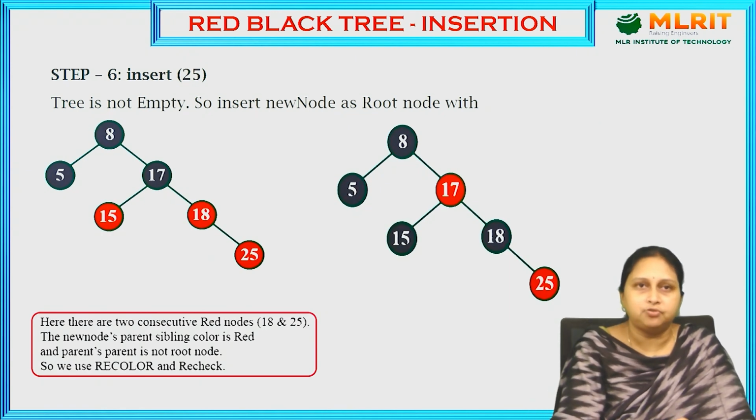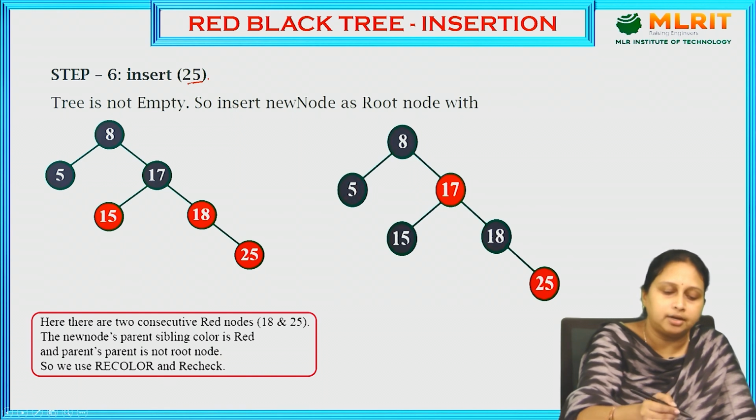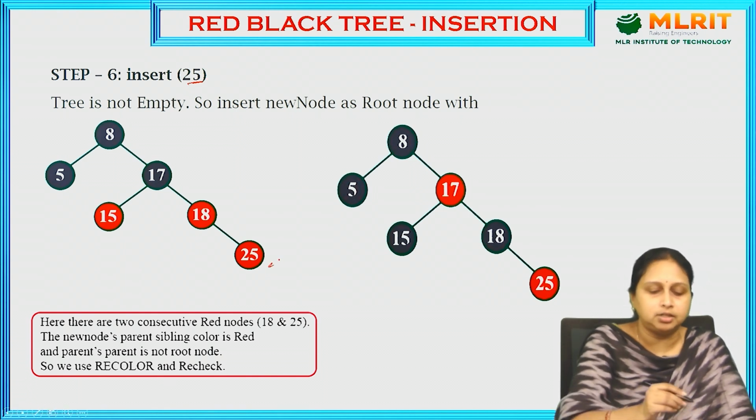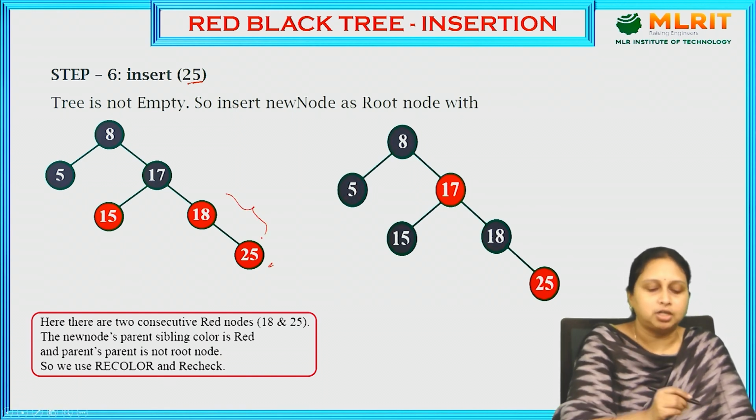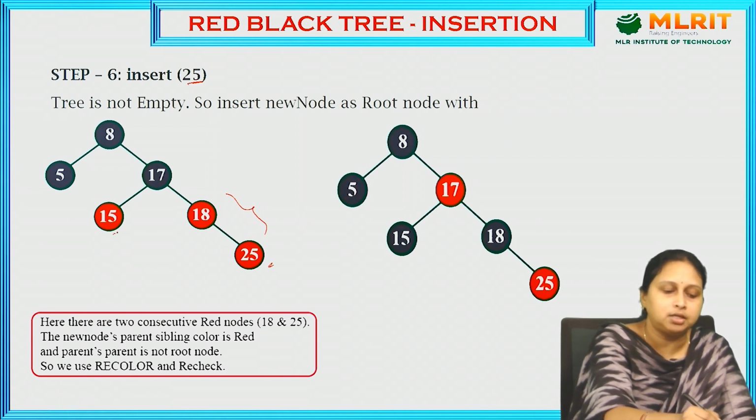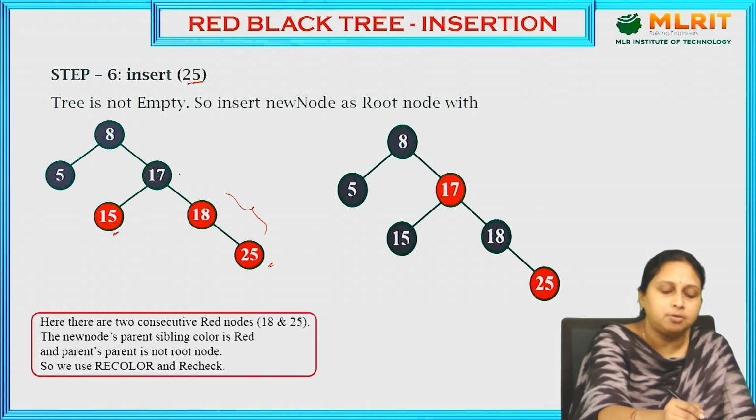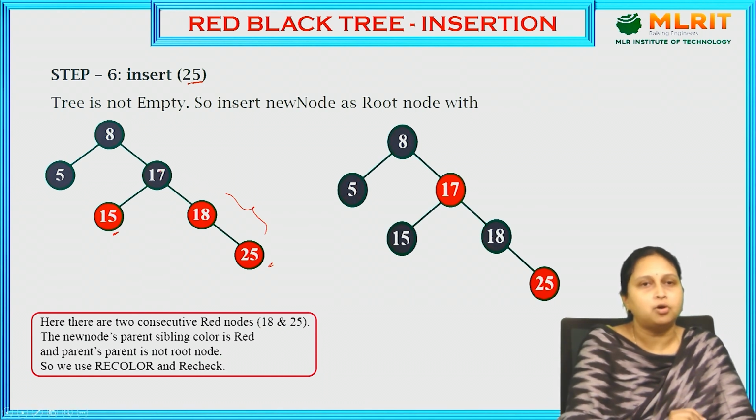And insert 25. Here also we are going to insert the new node 25 in the red color. After inserting, you have the conflict. Now check the new node's parent sibling. The new node's parent sibling is in red color, but its parent node is not the root node. Now what do we need to do?